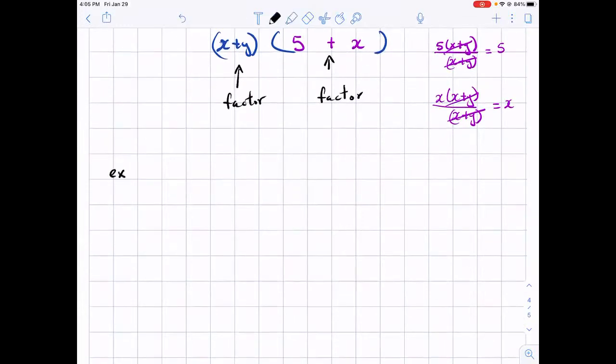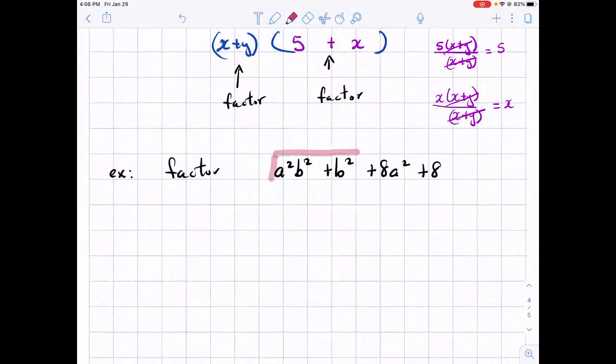So, example. If I ask you to factor a squared b squared plus b squared plus 8a squared plus 8. Now, if I ask you, what is the GCF of this polynomial? Because this here is a polynomial, right? This is a polynomial. So what's the GCF?